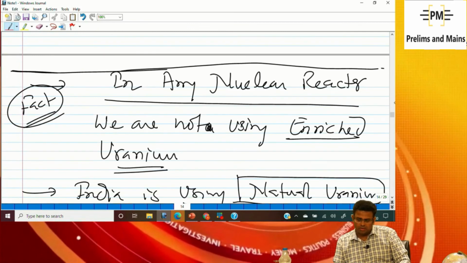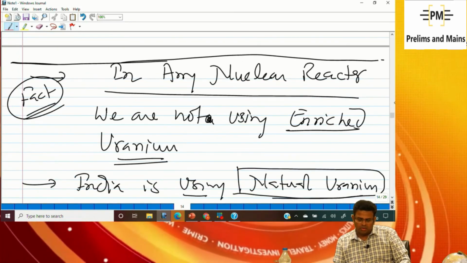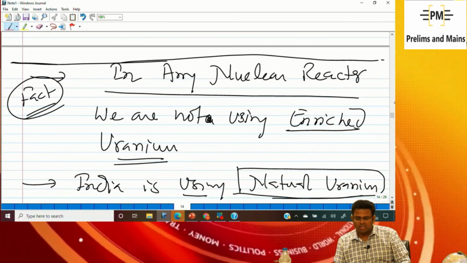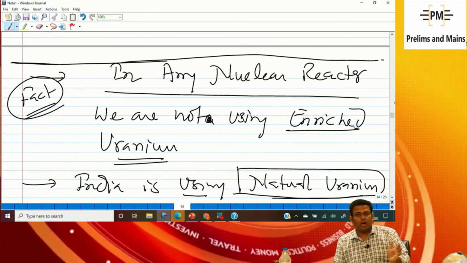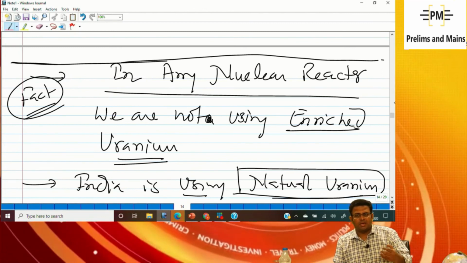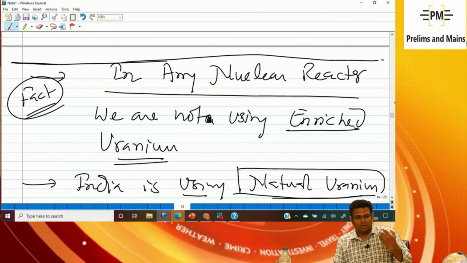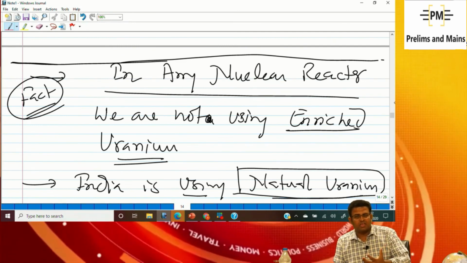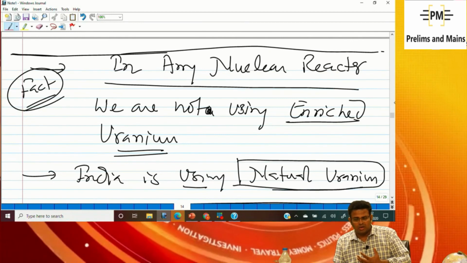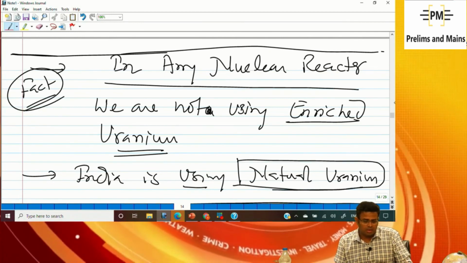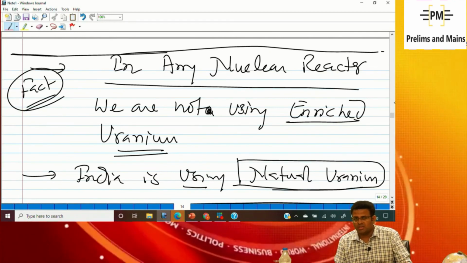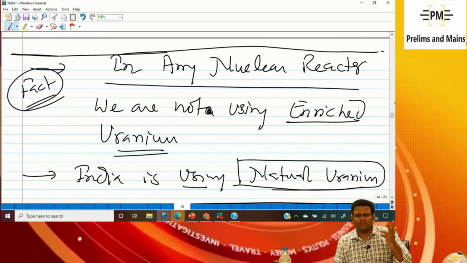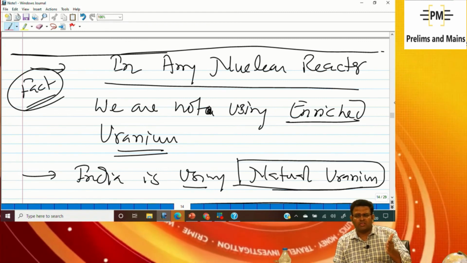the meaning: in our nuclear reactors we are not using enriched uranium. We are not using enriched uranium, and India is using natural uranium. Why? That is a concept. This enrichment process is very costly, and India does not have this enrichment technology either, because it is facing a technological challenge. And when India will be able to make this machine, that is a different story altogether. But India is right now facing a technological challenge.